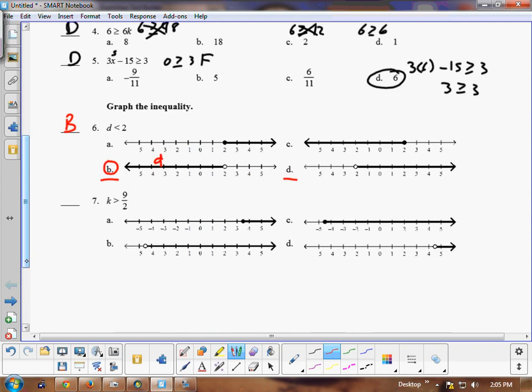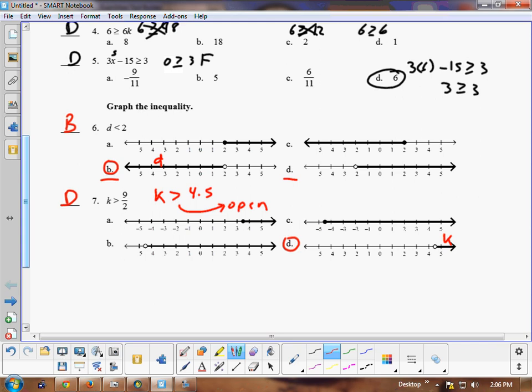Moving on to this one, K is greater than 9 over 2. Well, that's really K is greater than 4.5. So if we look at our number lines, and it has to be an open circle, so it's either D or B. And which one is greater than 4.5? Well, this is greater than negative 4.5, but actually we want letter D, because K is over here. And that was number 7.